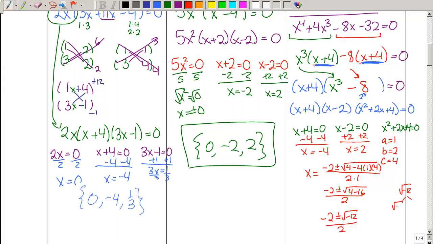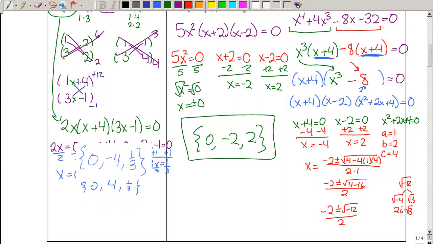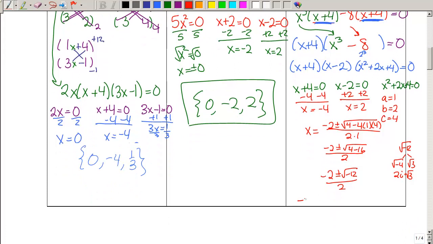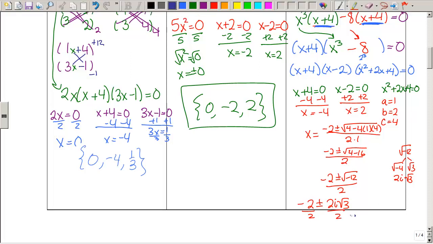Now 12 can reduce. The square root of -12 can be broken down to the square root of -4 times the square root of 3. The square root of -4 is 2i times the square root of 3. So this is giving me -2 plus or minus 2i square root of 3. Each of those terms has to be divided by 2. And my final solution set is -1 plus or minus, these 2's cancel, i square root of 3.